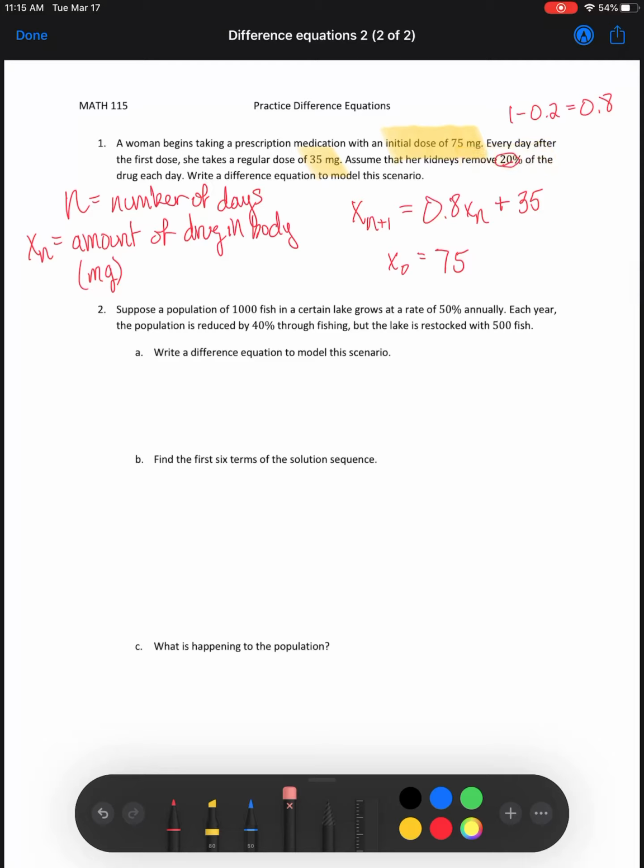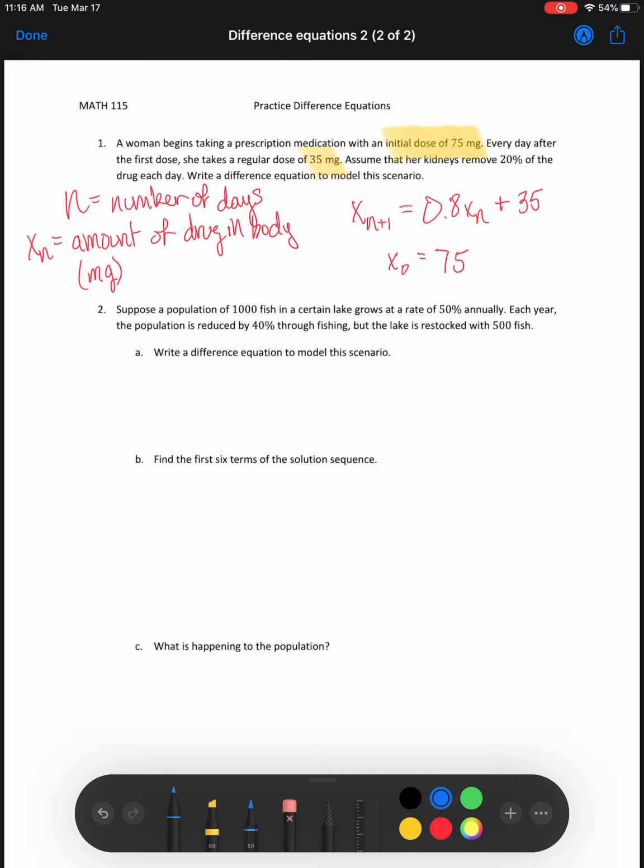All right, so then let's move on to the next situation. Maybe I'll do this one in blue just for fun. All right, so this one says, suppose a population of 1,000 fish in a certain lake is growing at a rate of 50% annually. Each year the population is reduced by 40% through fishing, but the lake is restocked with 500 fish. Okay, so A says we need to write a difference equation.